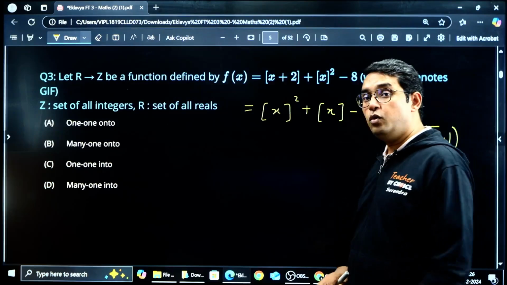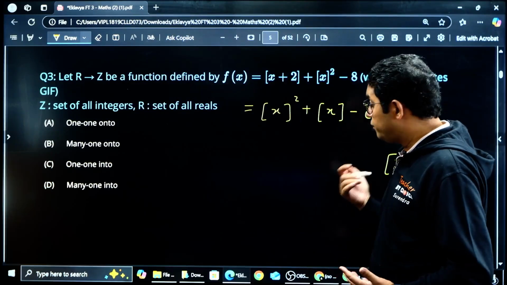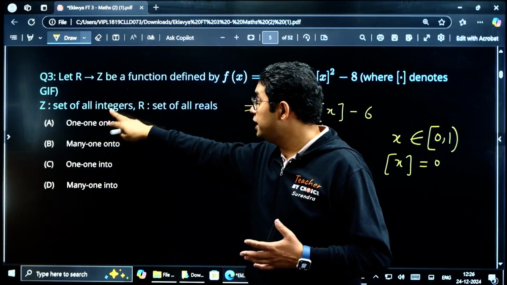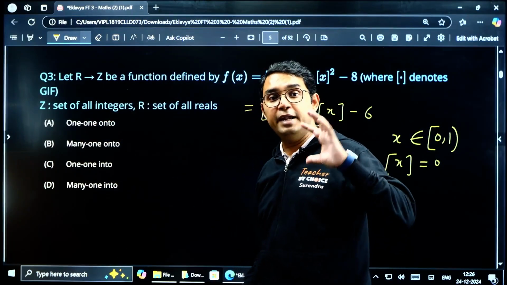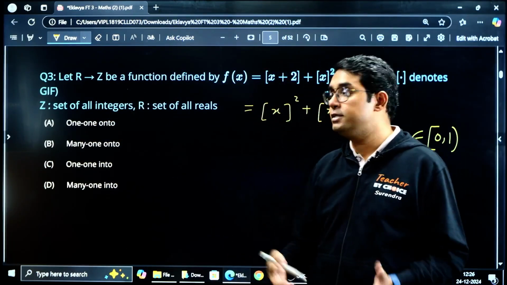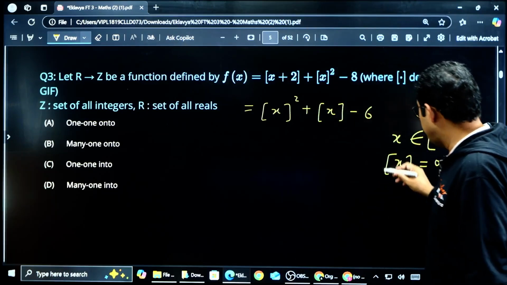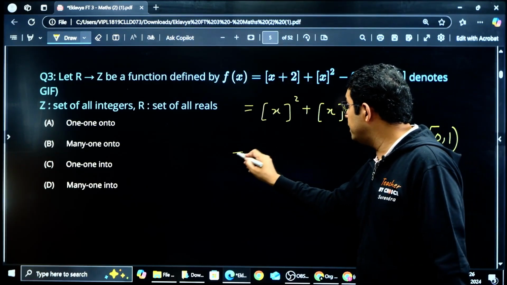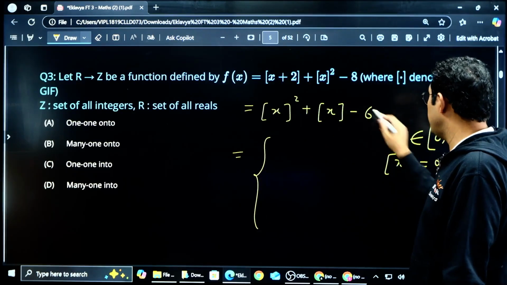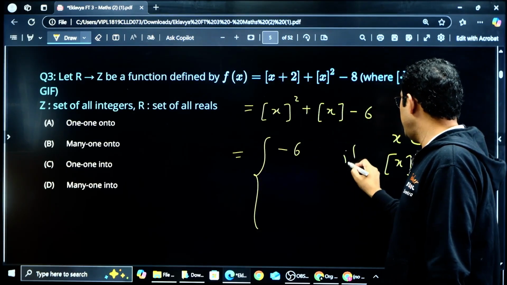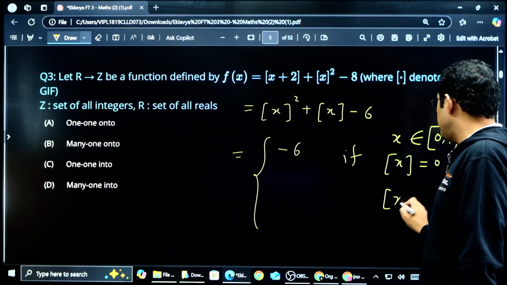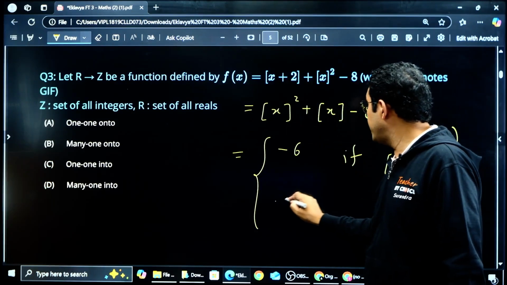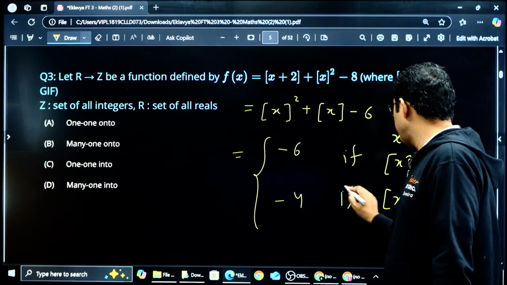Now coming to onto or into, to find whether it is onto or not, we need to check what its range is. The codomain here is Z, the set of all integers. So here you check, if [x] is 0, then the value of this function will become equal to minus 6. Now if [x] is 1, then the value will become equal to minus 4.